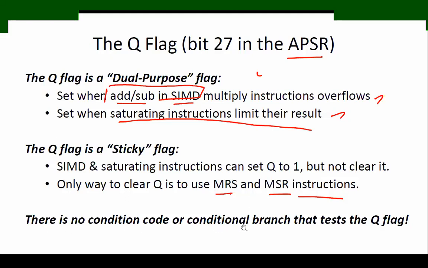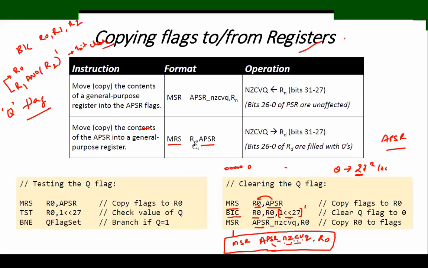There is no condition code or conditional branch that tests the Q flag, just like branch if equal, branch if not equal. So compare, we do a subtraction there in compare, right? To check the status of Q, there is no specific branching instruction. But what we can do is transfer the value from the register to the status flags, or from the flags to the register. So how do we do that?